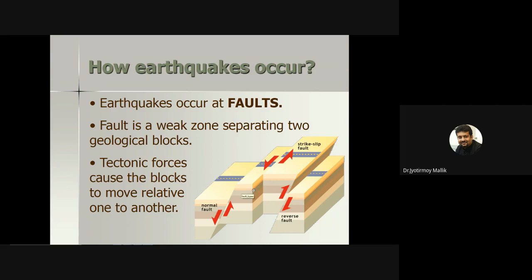So when there is faulting, that means there is the creation or rejuvenation of a plane of discontinuity. Because such movement happens, there is this elastic collision and the earthquake happens. A fault is a weak zone separating two geological blocks. Tectonic forces cause these blocks to move relative to one another, and when such a movement happens, you see the generation of an earthquake. That is, in very simplistic terms, how an earthquake forms.